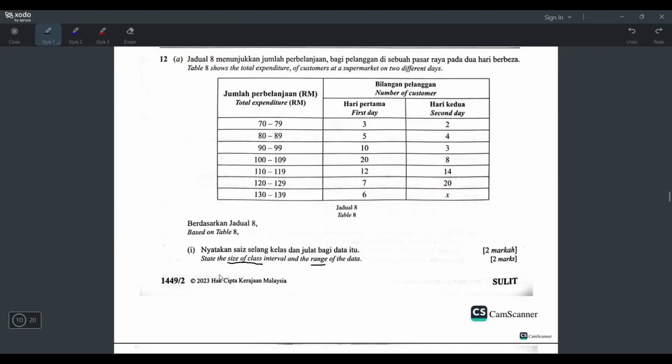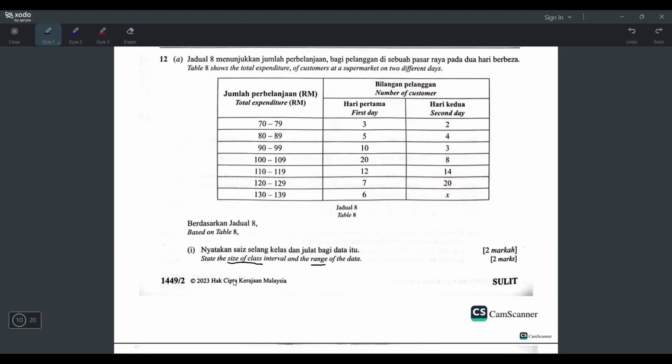Okay, how to calculate size of class? You look at the class and you tentukan dia punya size lah. Tapi you tak boleh ambil 89 minus 80. Okay, this is a common mistake. Students will do like that. They will take 89 minus 80 and then they will get 9 and then they will say the size is 9. Salah, bukan macam tu.